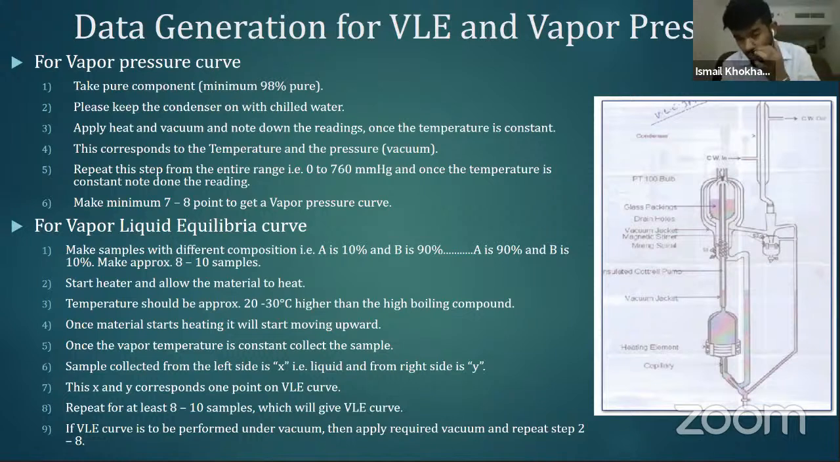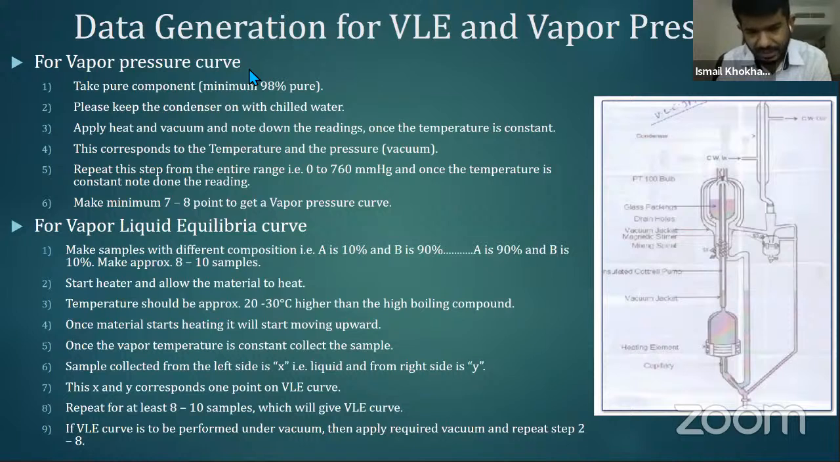So you will use a four-way key and there is an arrangement where you can control the vacuum. One section of this four-way key is connected to your manometer or the pressure gauge, so you can control the pressure as well. So this is the usual procedure which we used to follow while generating the VLE curve.